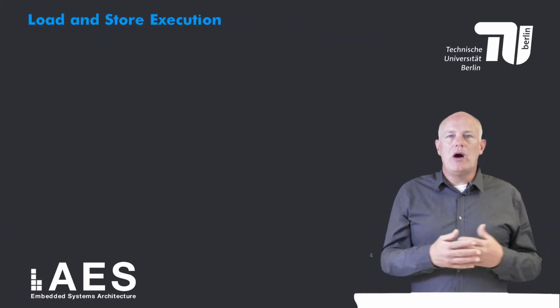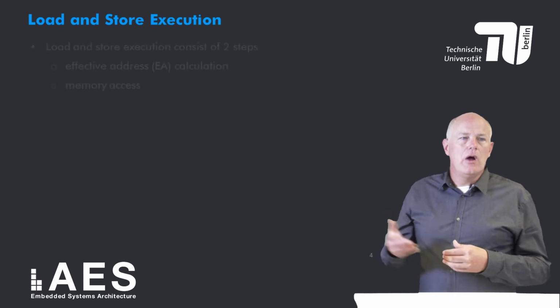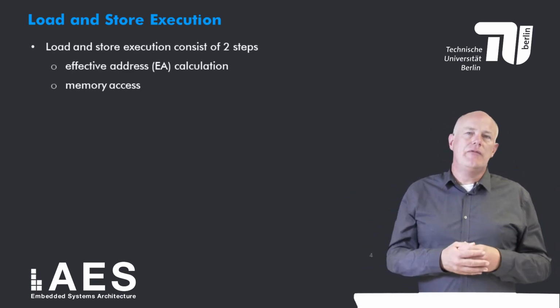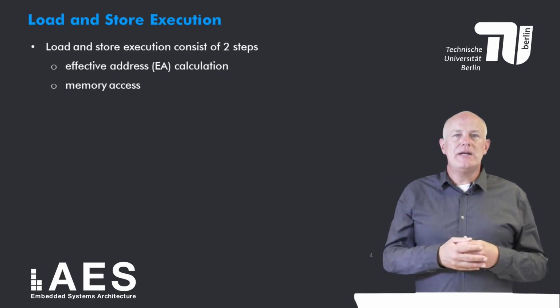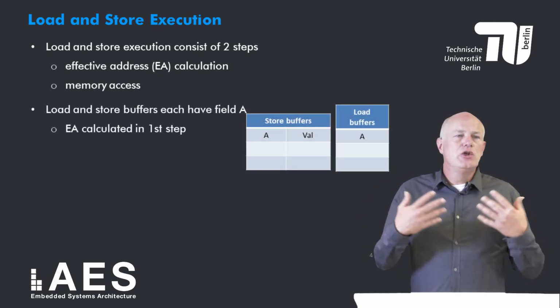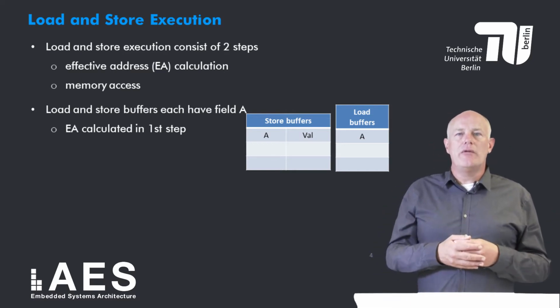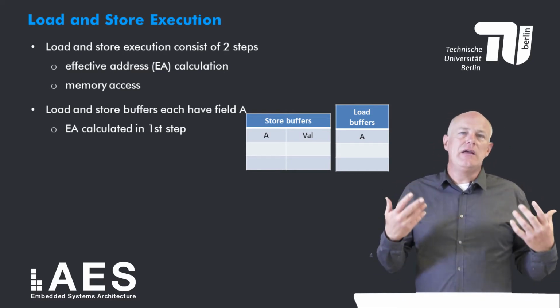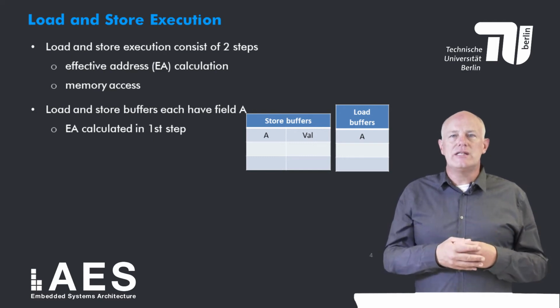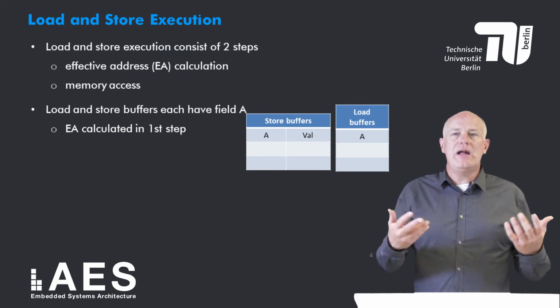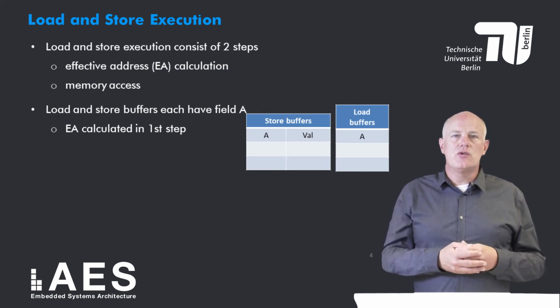Let me now describe how loads and stores are executed. Both consist of two steps. The first step is the calculation of the effective address, and the second step is the actual memory access. To support several in-flight loads and stores, each load and store buffer has a field A, which is the effective address calculated in the first execution step. Furthermore, each store buffer also has a value field, which is the value to be stored.